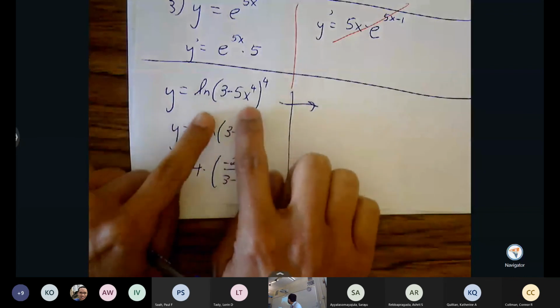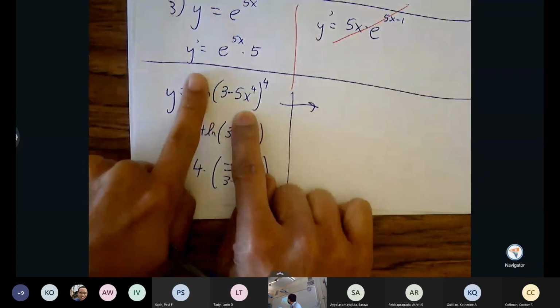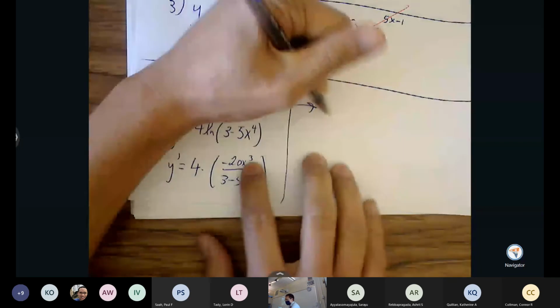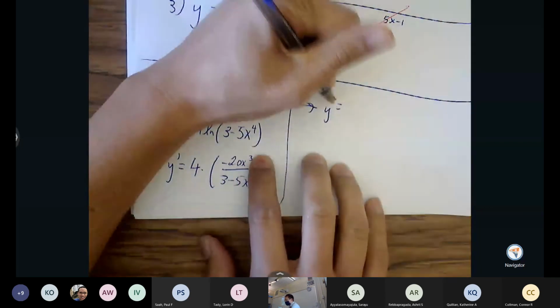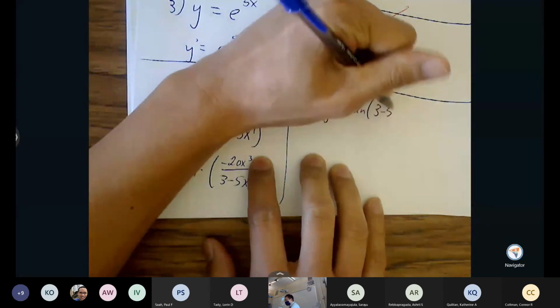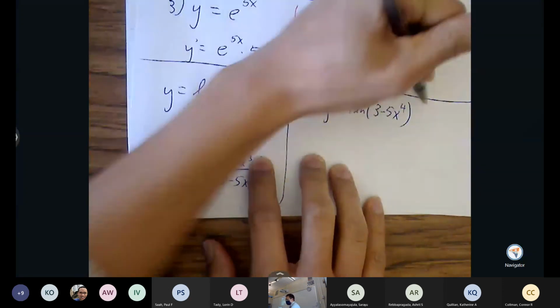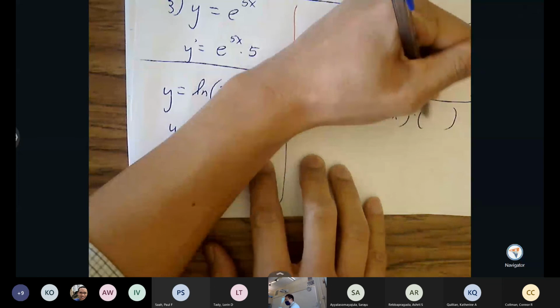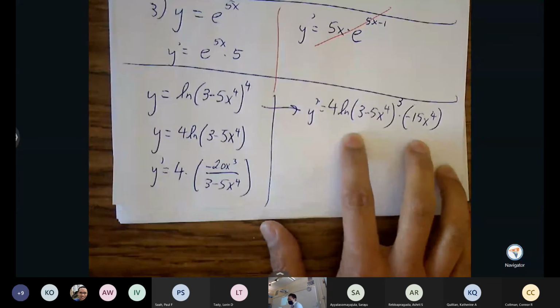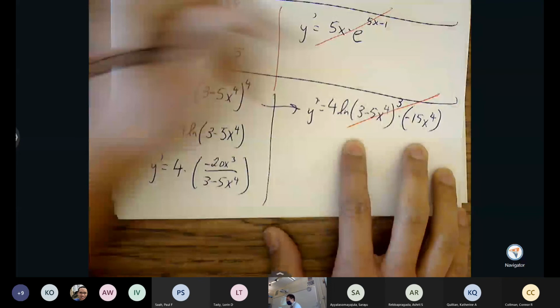Students would think of this as chain rule. They would think of this as the same thing as if it was just 3 minus 5x to the 4th. And they would do this. They would bring down the 4, keep the natural log, subtract 1 from the exponent, and then multiply it by negative 15x to the 4th. Okay, so this is not the same thing. Can't do that.